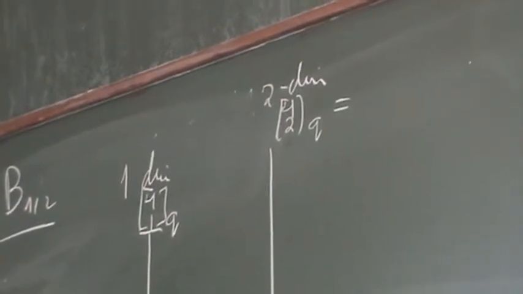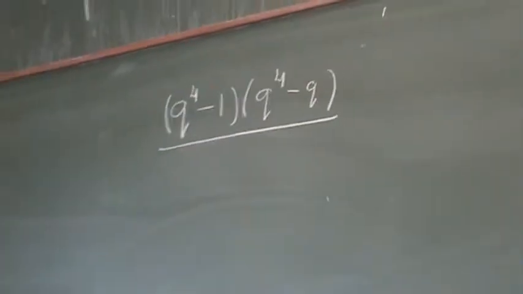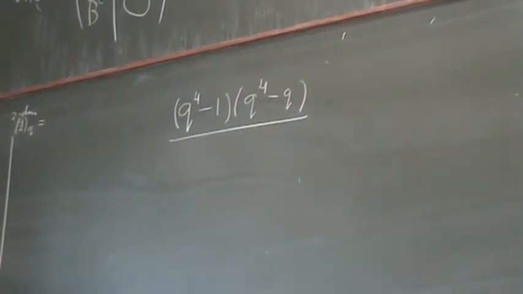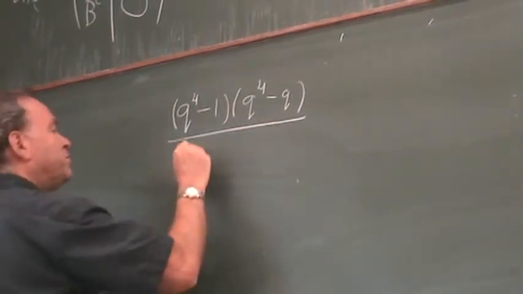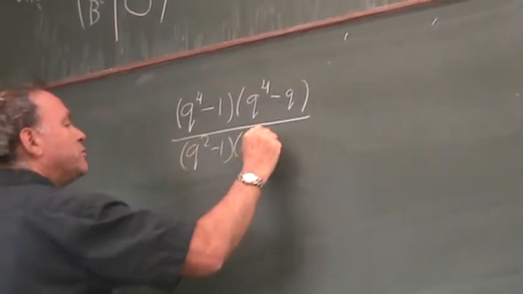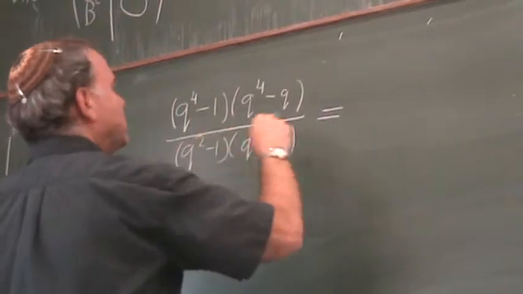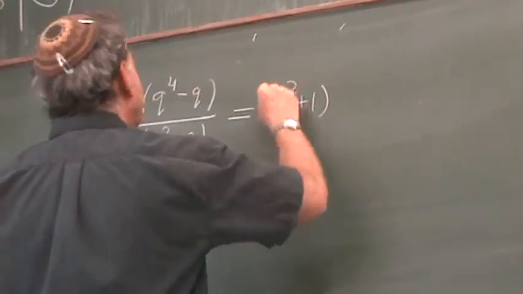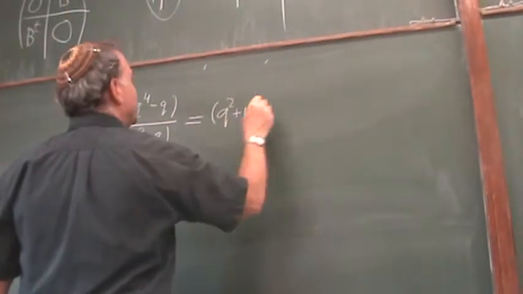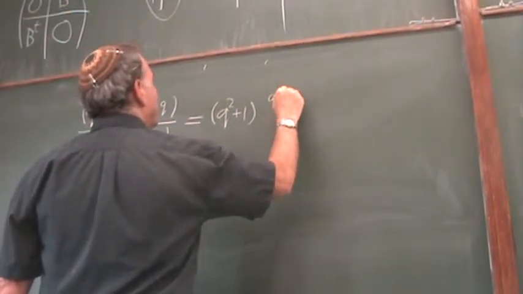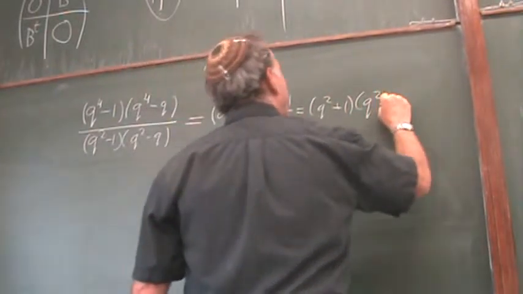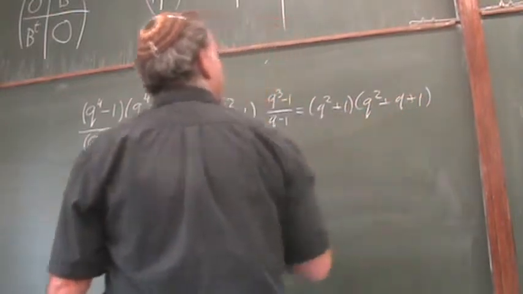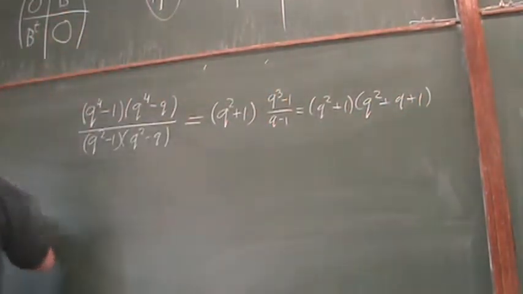But many of them define the same vector space of dimension 2. Given a vector space of dimension 2, how many bases does it have? I have to divide this by (q squared minus 1)(q squared minus q). Now this is not difficult to compute. The q goes out, and we get (q to the 4 minus 1) divided by (q minus 1) times... So this is (q squared plus 1) times (q squared plus q plus 1). So this is approximately q to the 4th.